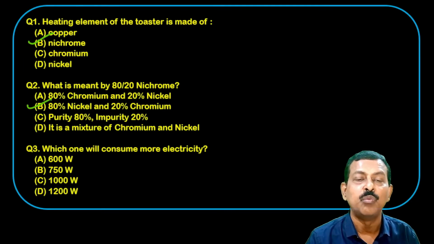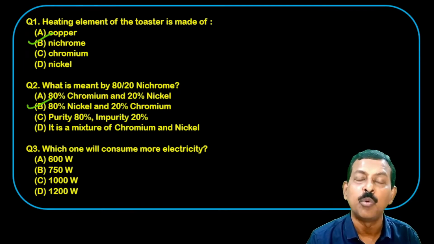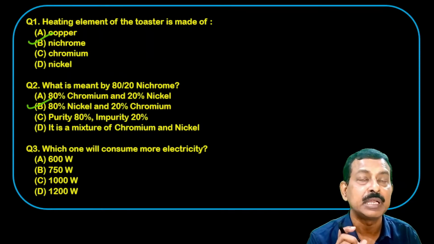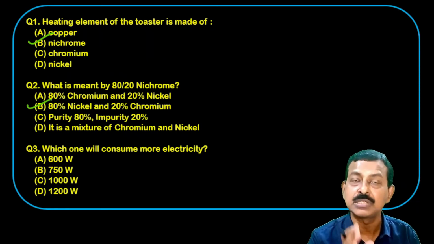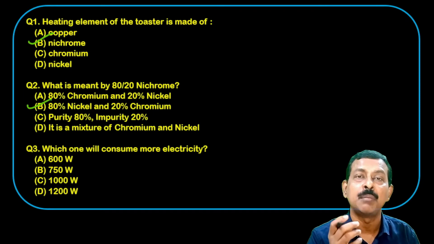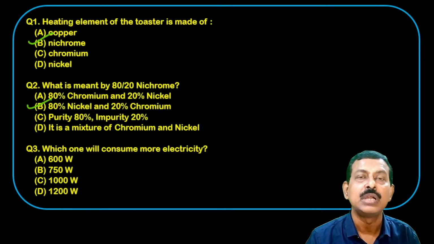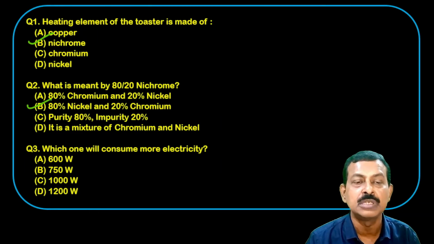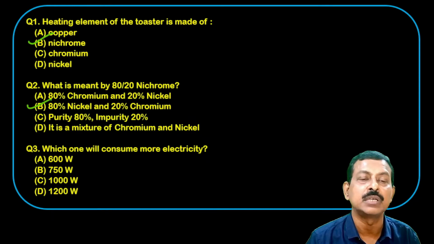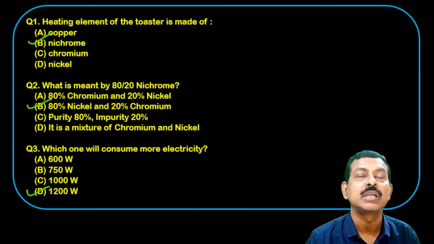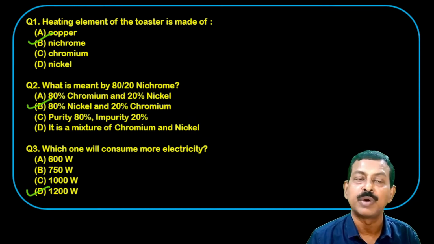Next: which one will consume more electricity? Now remember, if the wattage is more, and what is power? It is the amount of energy consumed per unit time. So if the wattage is more, obviously the power consumption will be more, or the electricity consumed will be more. If you see the different options, 600 watt, 750 watt, 1000 watt and 1250 watt, obviously the fourth one will be the correct option here.